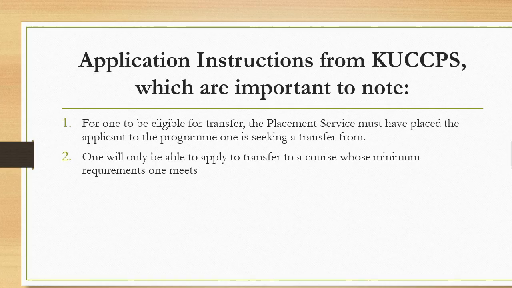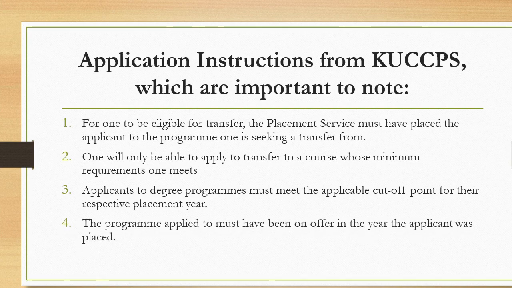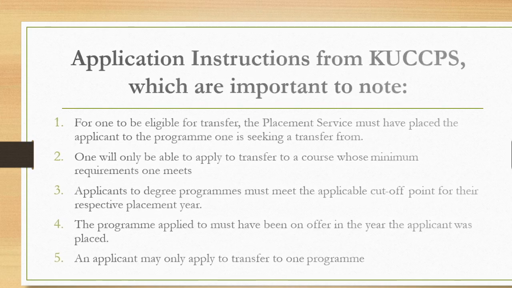So that cannot happen. Number 3, applicants to a degree program must meet the applicable cutoff point, which is tied to the second point. Very, very important. Number 4, the program applied to must also be within the band of which the applicant was placed, which is also very important. And of course, number 5, an applicant may only apply to transfer to one program at a time. So that's very, very crucial.